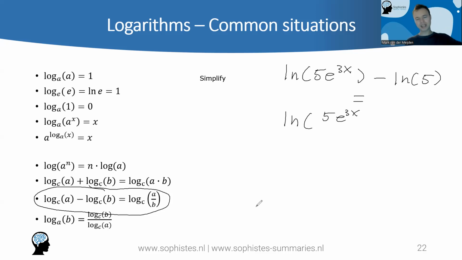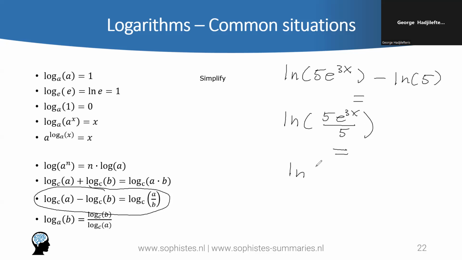a minus b becomes a divided by b, right? So this is your a, and then I divide it by what? You asking me the question? Yeah, I'm asking you, Thomas. By 5 then? Yeah, very good. What happens with the 5s? I have a 5 in the numerator and I have a 5 in the denominator. So it's just ln e^3x. Yeah, pretty good. They cancel out.